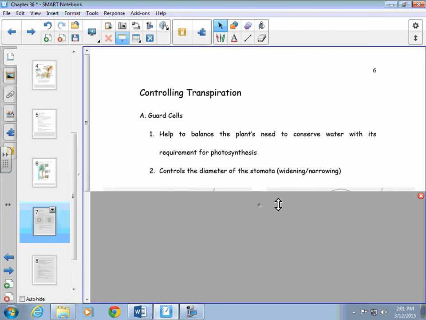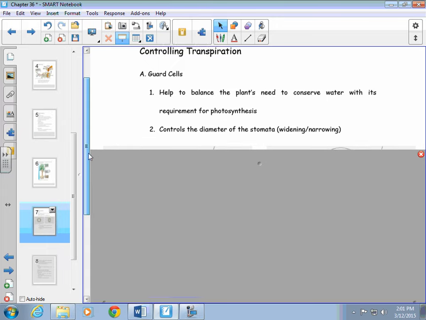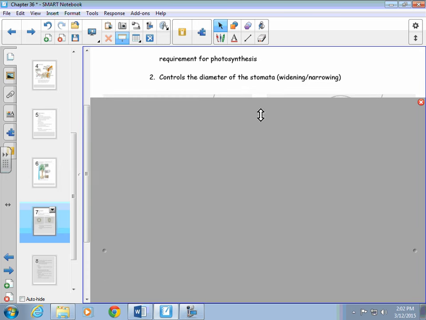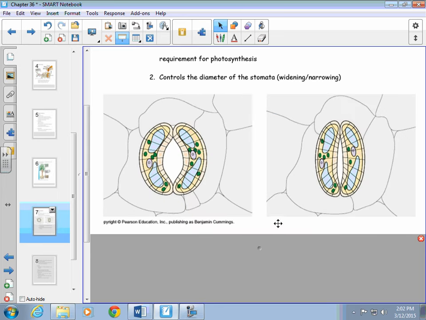Guard cells. All plants need a mechanism to control how much water is lost. The amount of water in the perfect balance is a delicate thing to control because plants need water to carry on photosynthesis. So if not enough is there, they can't carry out the process, and then they can't make any sugar. So a guard cell's purpose is to help balance the plant's need to conserve water with the requirement for photosynthesis. And I have a picture here that shows the guard cells and the stomata.